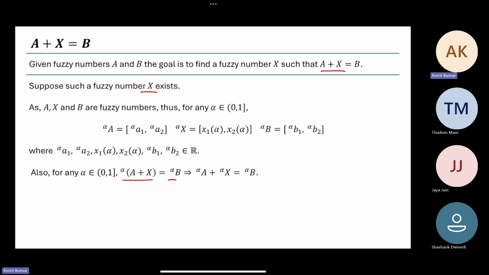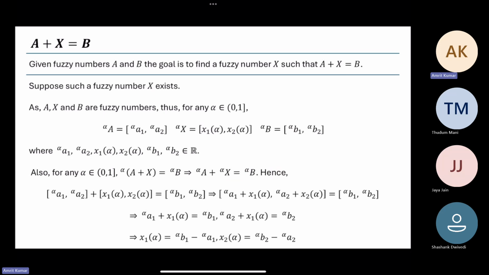But alpha cut of A plus X is the same as alpha cut of A plus alpha cut of X. So this is equal to alpha cut of B. In other words, when you add alpha cut of A with alpha cut of X, you get an alpha cut of B, which means that when you add these two closed and bounded intervals, you get this, which is the same as saying that this is equal to this.